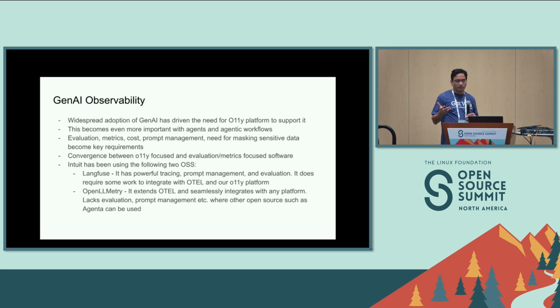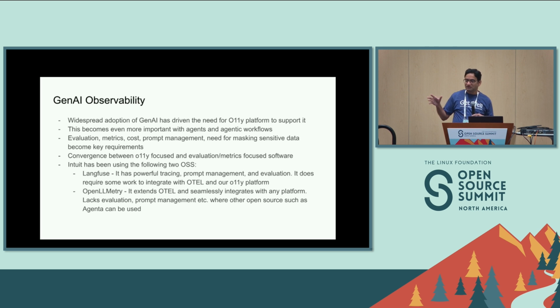So we've looked at two open source tools. LangFuse is extremely powerful, but it's not completely tied to OTel. So that was one challenge we had. But I think with the latest LangFuse, that's being addressed, and it's more closely integrated with OTel. OpenLLMetry is much better in that sense.